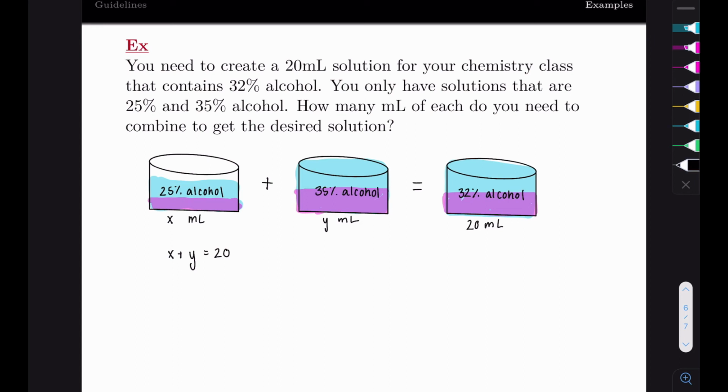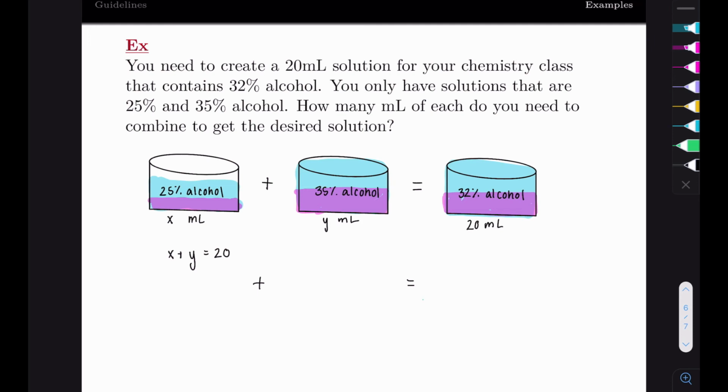If the first solution has 10 milliliters, 25% of that is 2.5. So there's 2.5 milliliters of alcohol in that first solution. So we really are using those percentages of alcohol to come up with the second equation. So the second equation, I'm going to start with this last jug.